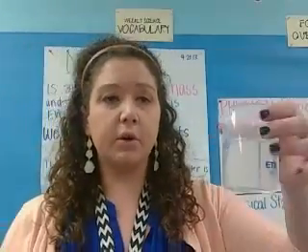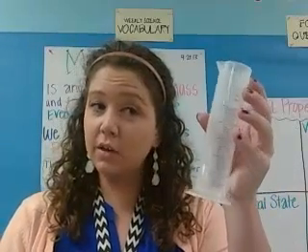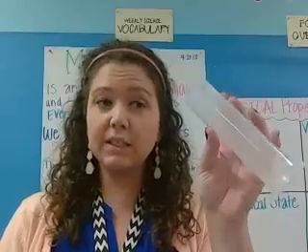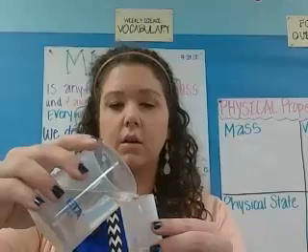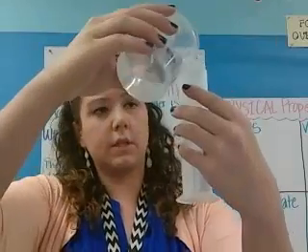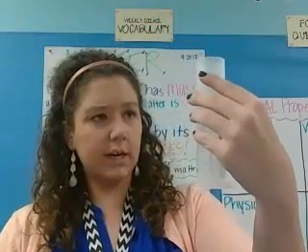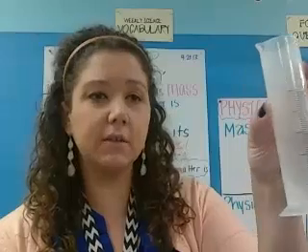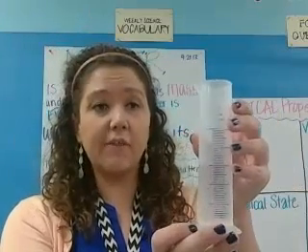So for example, here's some water. Remember, what is this tool called? Good, a graduated cylinder, and I use a graduated cylinder to measure the volume of a liquid. So if I pour my water into here, let's see. According to this, I have about 60 milliliters of water. That's the volume of water that I have in here.